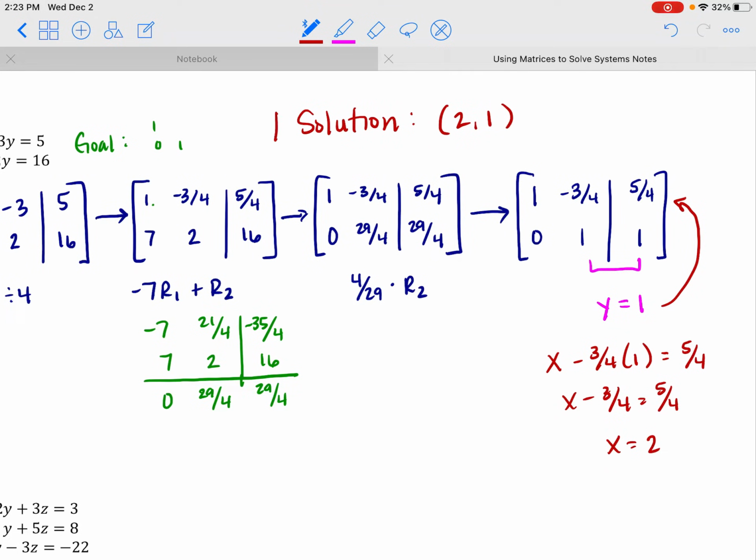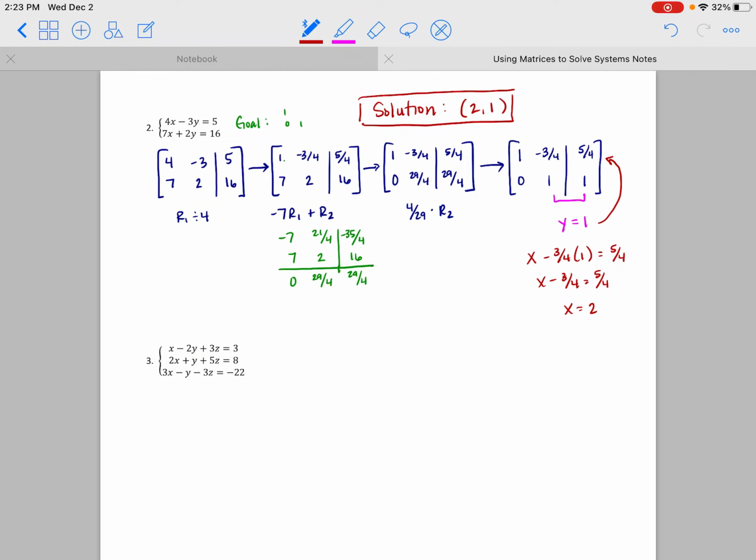And again, not the easiest method to solve. Clearly, it would be easier to throw this into Desmos and see that these two lines are crossing at 2, 1, but it is an option, and the larger the systems get, the better this option becomes.